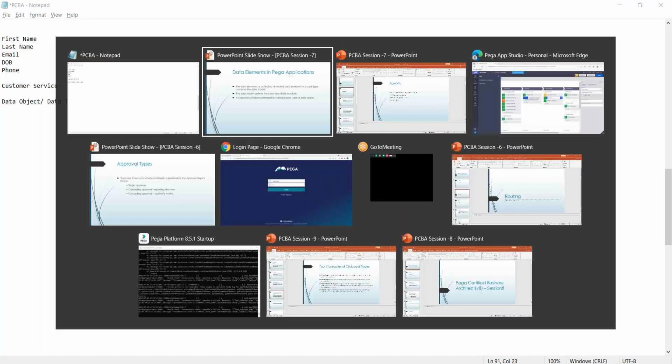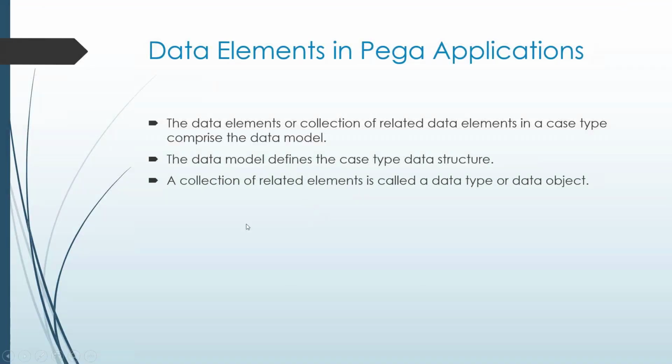So we call it a data type. This is what data type means: a collection of related elements. It could be of a customer, a candidate, a student, an employee, any collection. But if it is of related elements, we call it a data type or a data object.